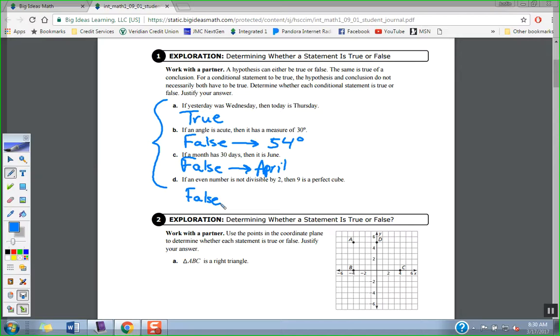Are even numbers divisible by 2? Okay, this would never happen. If an even number is not divisible by 2, it would never happen. Okay? All right, so are we okay on that first part, determining if a statement is true or false? That's my first question. Good? All right, let's progress.